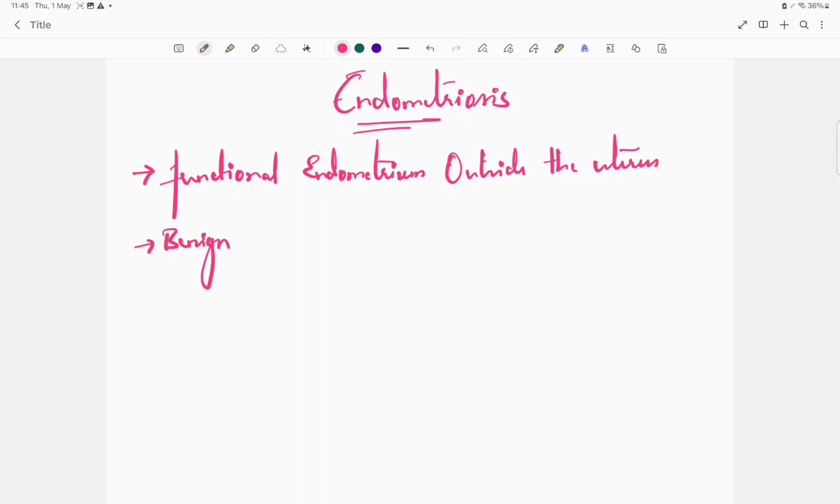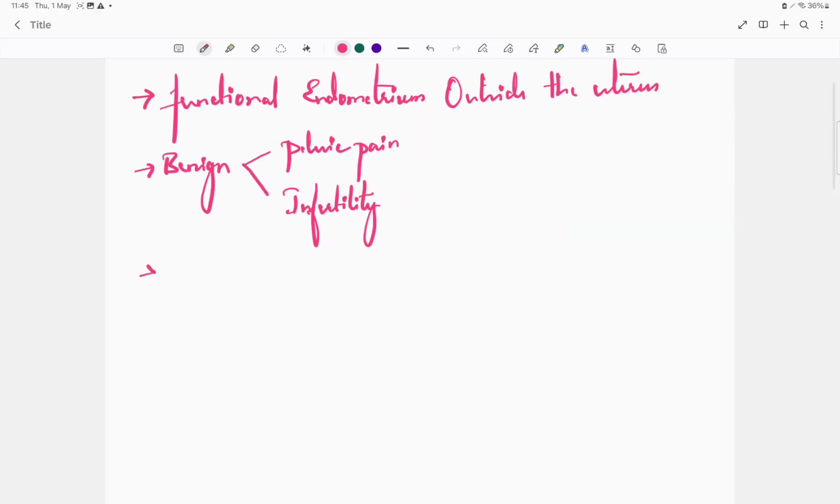The common symptoms seen are two important ones: one is pelvic pain, and the next is infertility. Generally, endometriosis affects people in the reproductive age group.